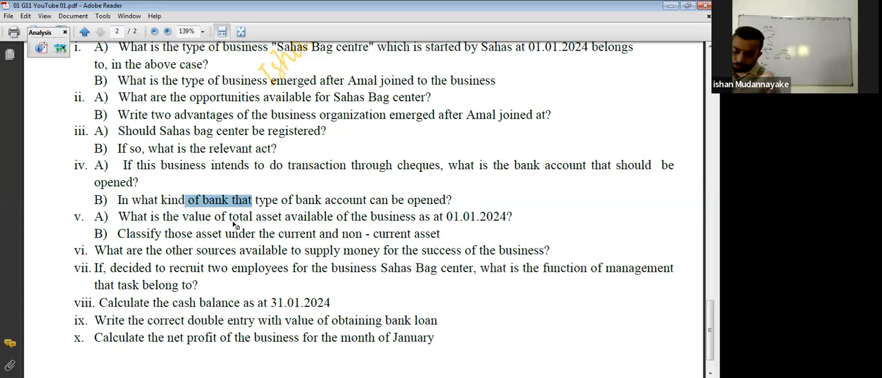Right. Look at Roman number 5, 5A. What is the value of total assets of the business as at 1st January 2024? Here, how much are the total assets?